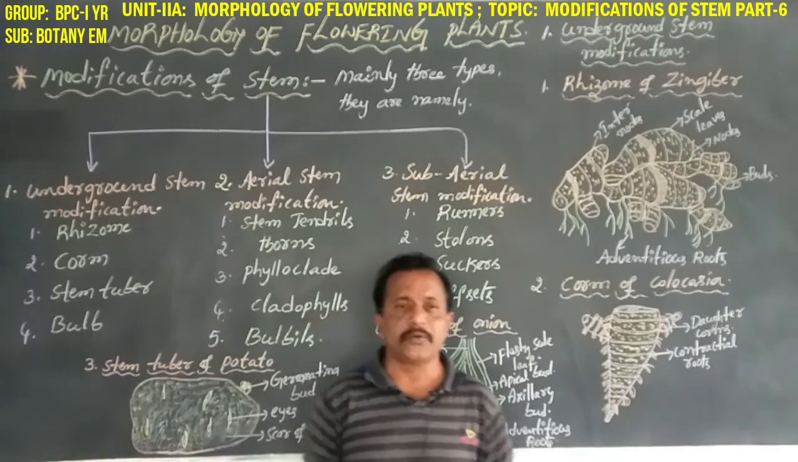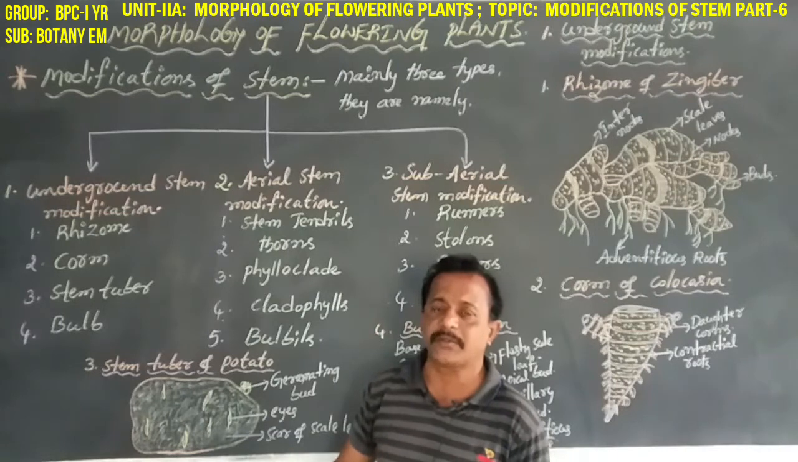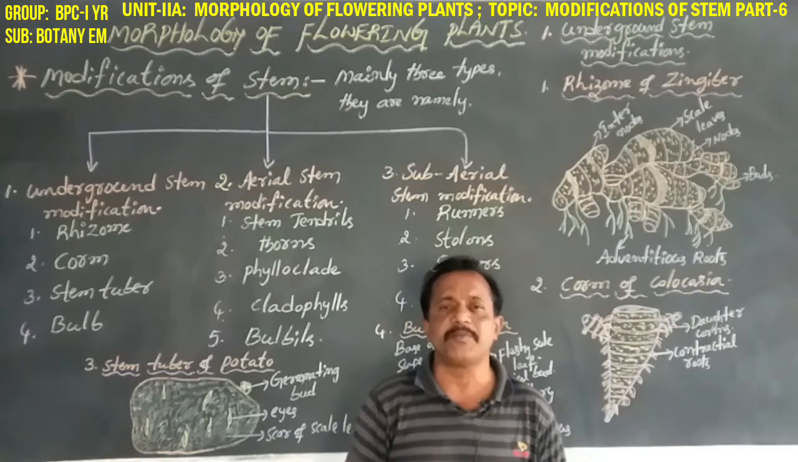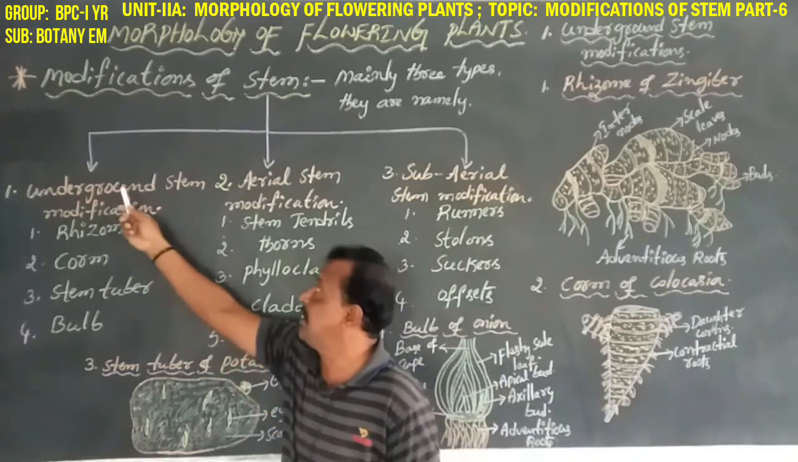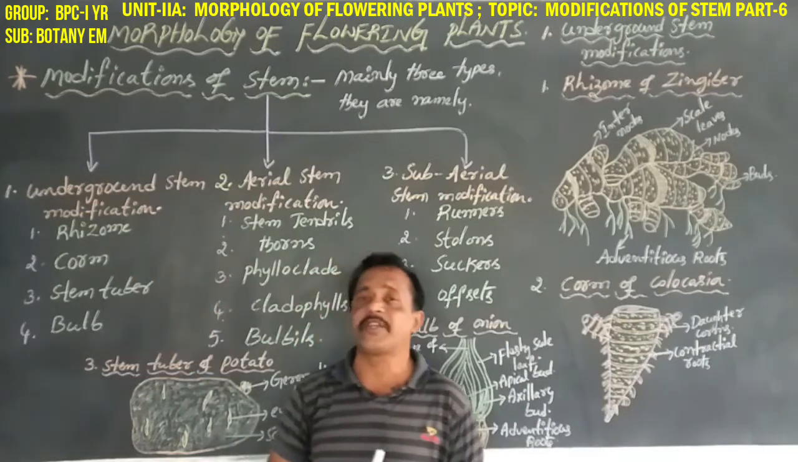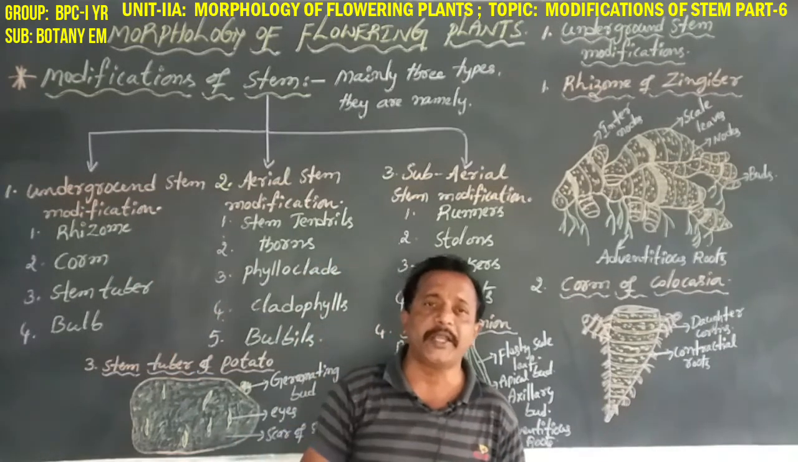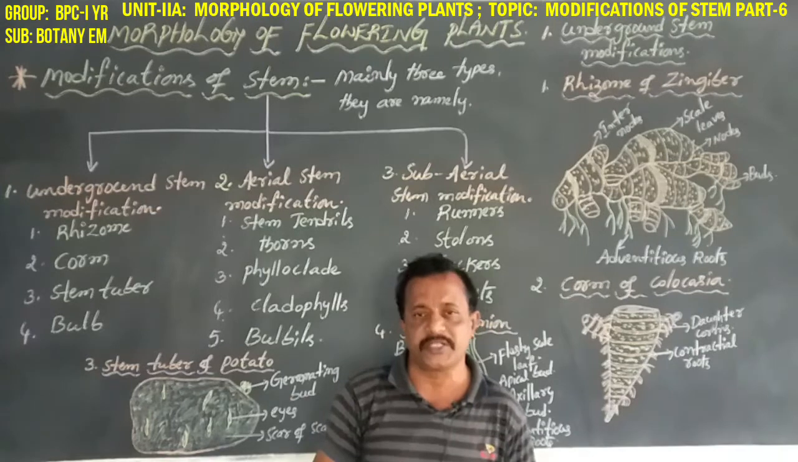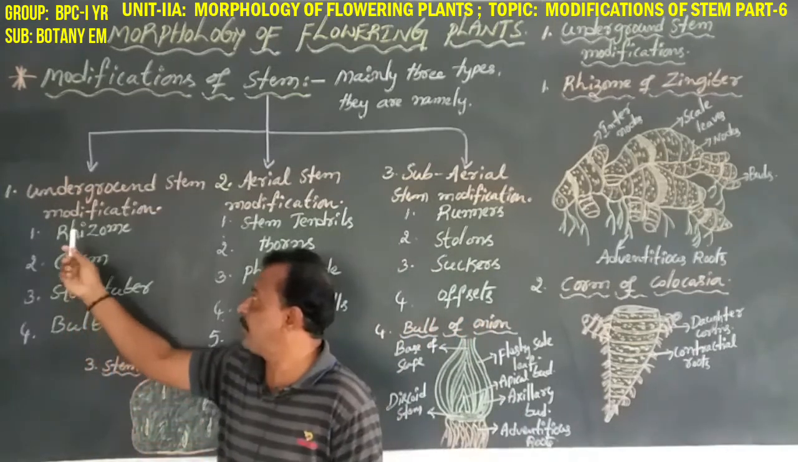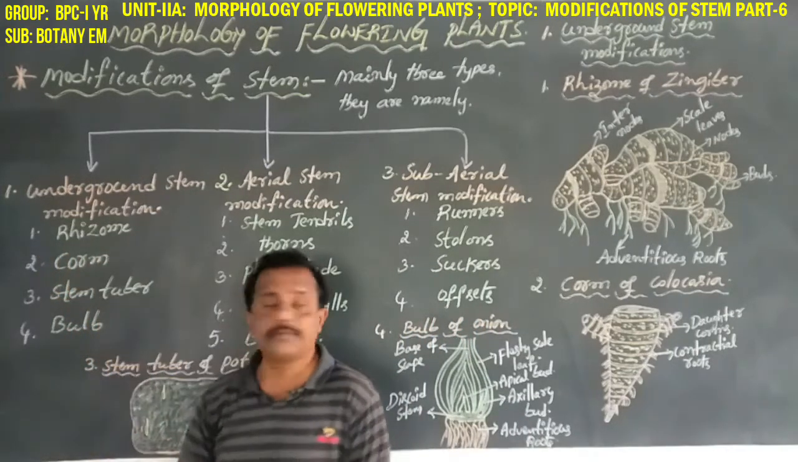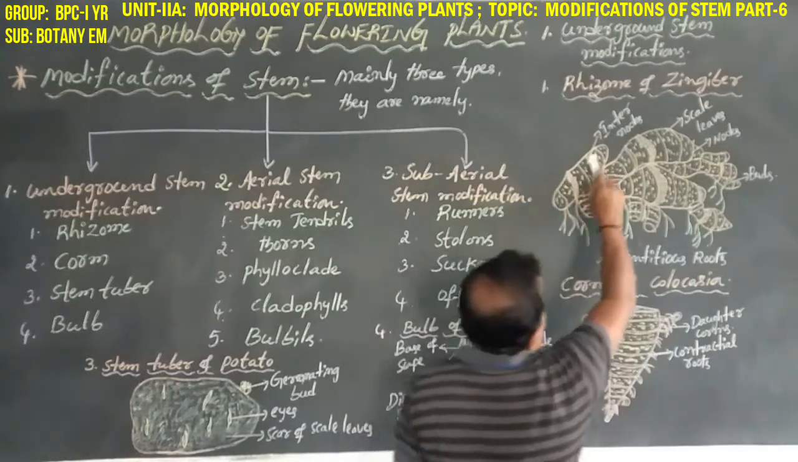Dear students, today we are going to discuss one type of stem modification, that is, underground stem modifications or multi-purpose stem modifications. The first one is the rhizome. So this is a rhizome.